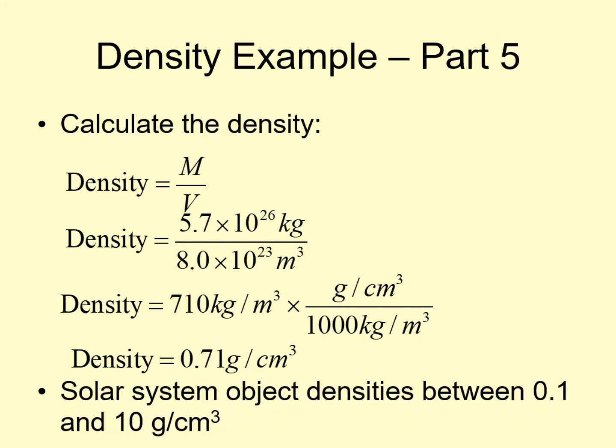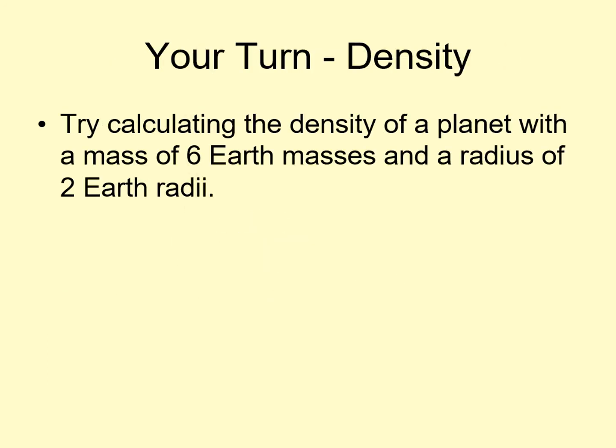In general, objects in the solar system have densities greater than 0.1 grams per cubic centimeter and less than 10 grams per cubic centimeter. In our solar system, the densest planet is Earth, with a density between 5 and 6 grams per cubic centimeter. The least dense planet is Saturn. Now you should try to calculate the density of a planet from its mass and radius. Remember to be careful with the units.